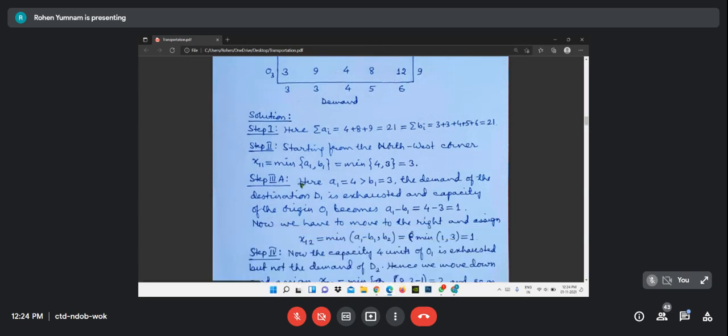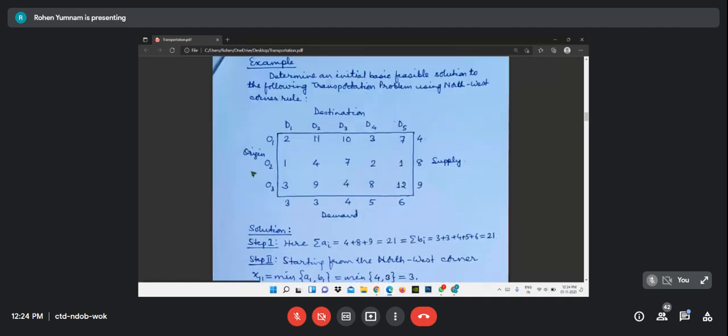Then step 2A: here A1 is 4, B1 is 3, A1 greater than B1. The demand of the destination D1 is exhausted, and the capacity of the origin O1 becomes A1 minus B1 equals 4 minus 3 equals 1. Now we move to the right and assign X12 equal to the minimum of A1 minus B1 and B2. A1 minus B1 is 1 and B2 is 3, the minimum is 1, so 1 is to be assigned.